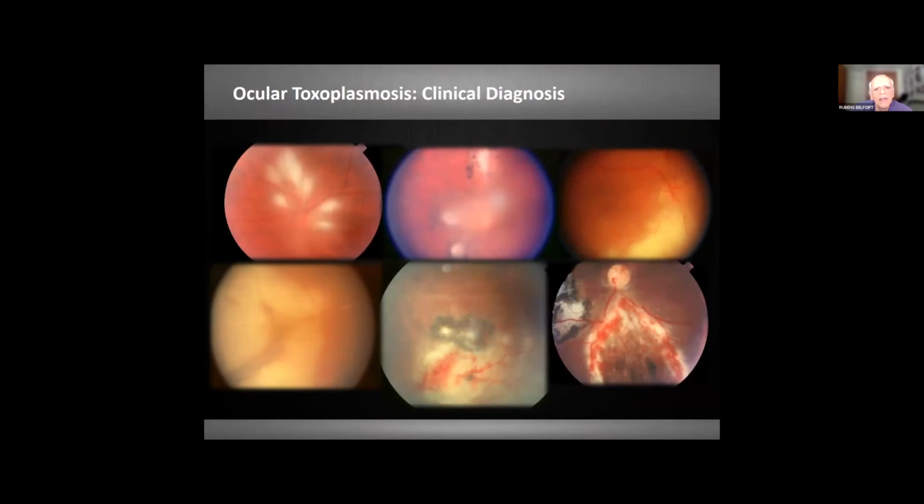Well, we know that the clinical diagnosis sometimes is easy, but not always. And according to the clinical diagnosis, we go from one treatment to the other.